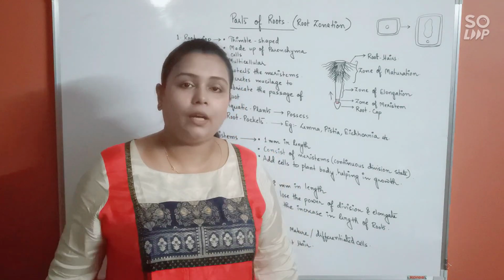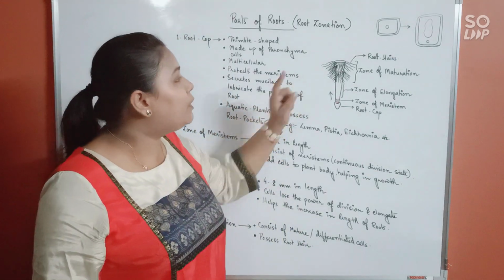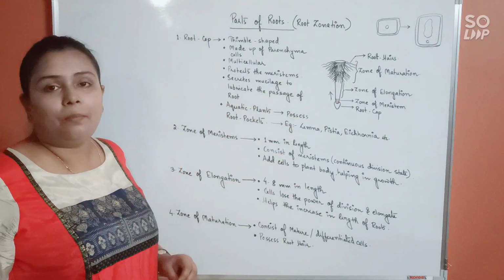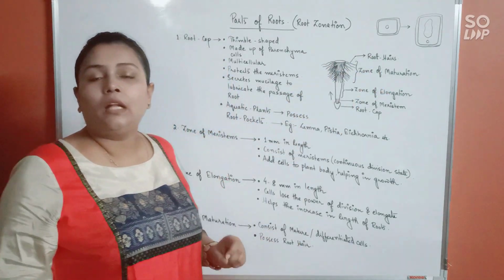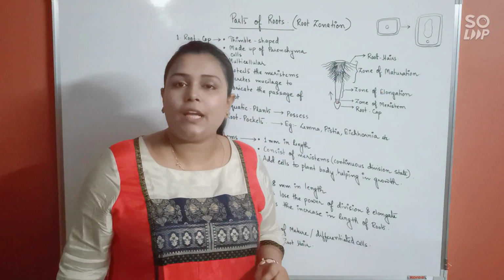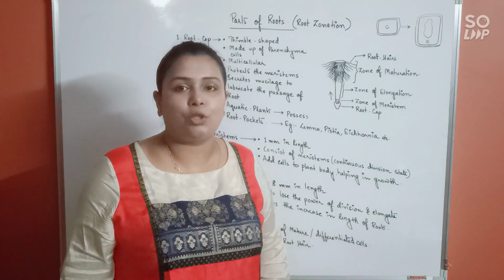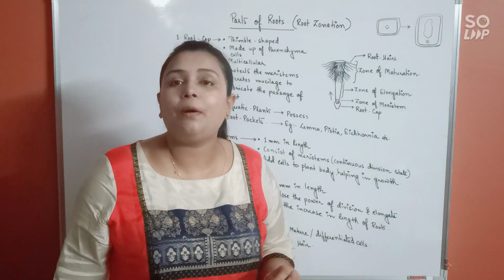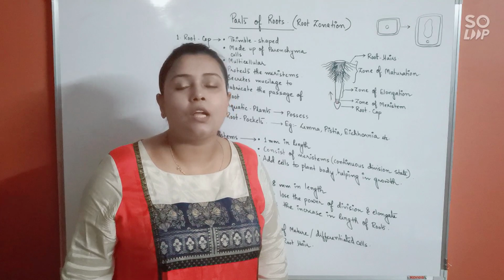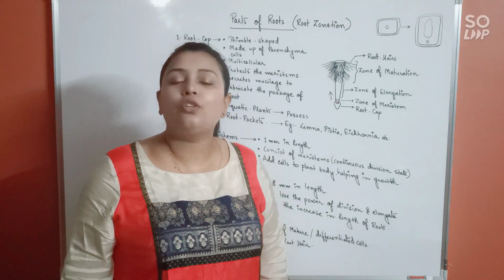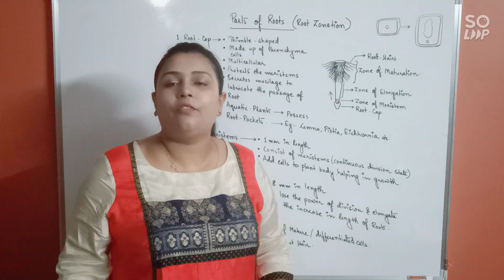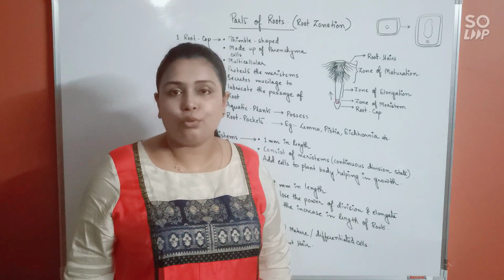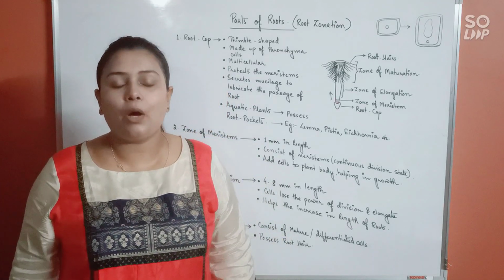Now, the zone of maturation is marked by the presence of unicellular root hairs. These root hairs increase the surface area for absorption in roots. Hence, maximum absorption of water and minerals occurs in the zone of maturation. So, these are the various parts present in the root. I hope all of you are clear about it.